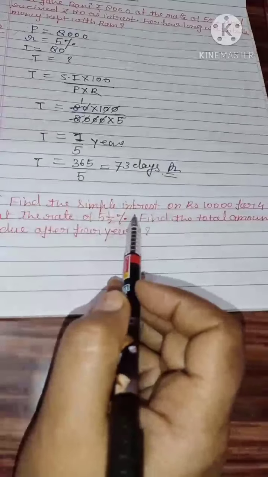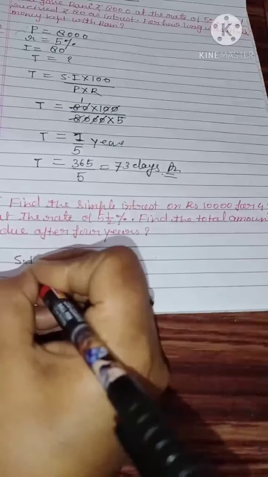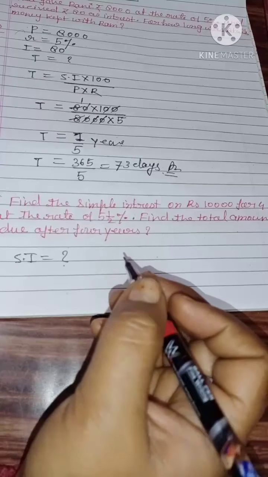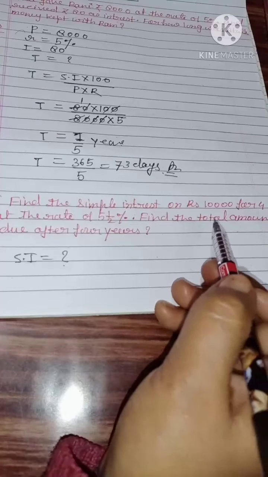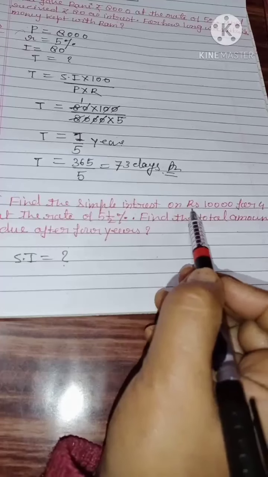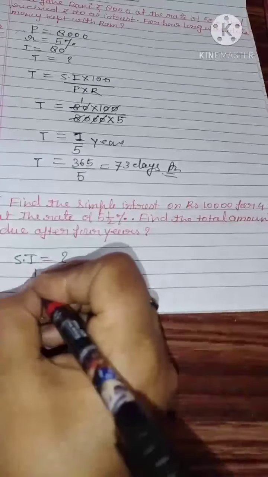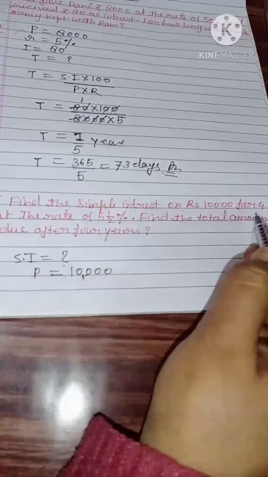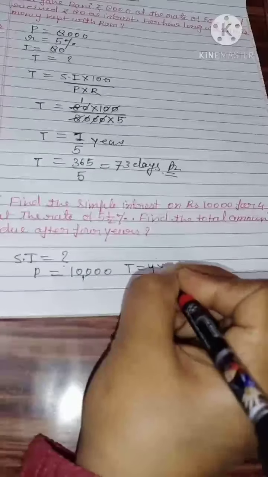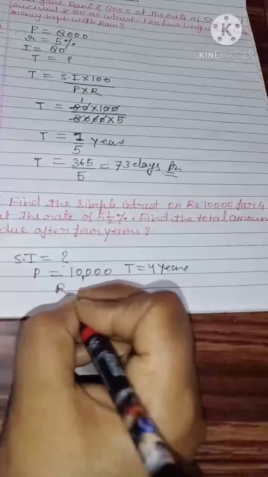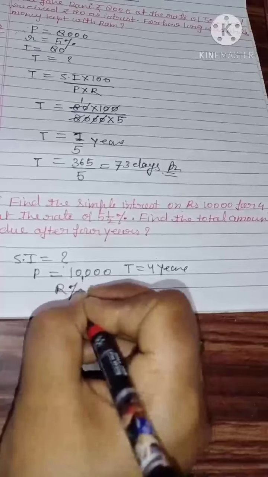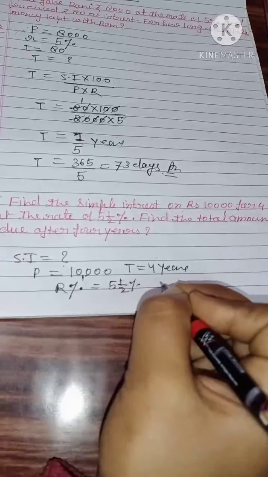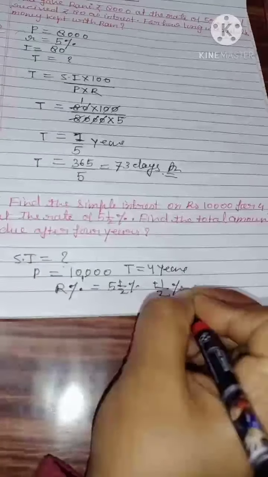Find the simple interest. What you have to find beta? Simple interest. Whatever terms are given, you should write them first, then only you can apply which formula you have to apply. Okay, now see that on rupees 10,000, it means this is principal 10,000. For 4 years, time is 4 years. Rate of interest is how much beta? R percent is 5 1 upon 2%. It means 5 2 ja 10 or 1, 11 upon 2%.